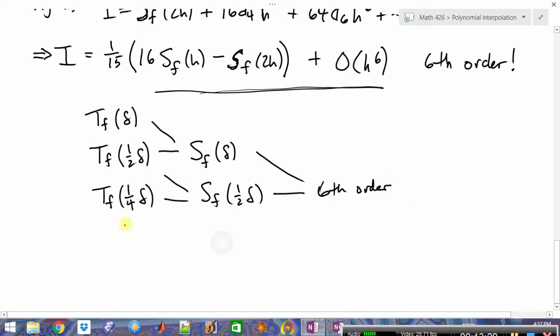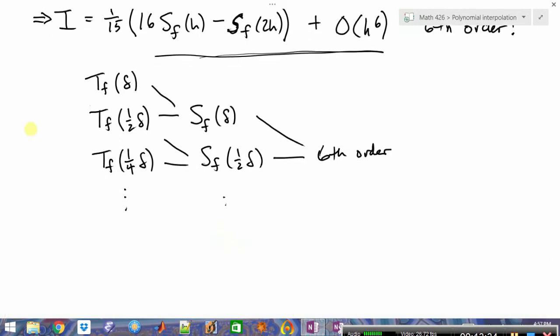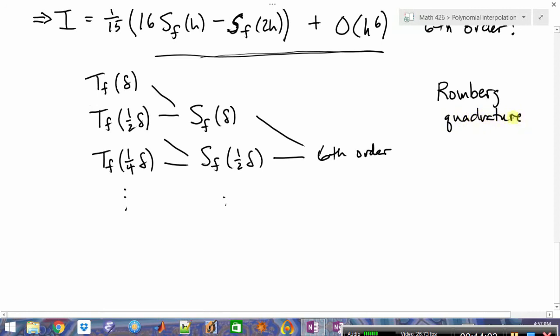and so on. Each time I add a new entry in the first column by cutting the step size in half for trapezoid, then I can add one new row and a new column at the very end with still more accurate estimates of the integral. This general process is called extrapolation. In the case of quadrature specifically, it's called Romberg quadrature. But it really is something we can do in a lot of different situations.